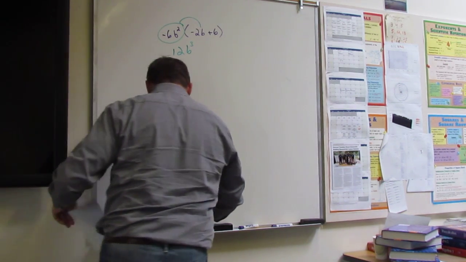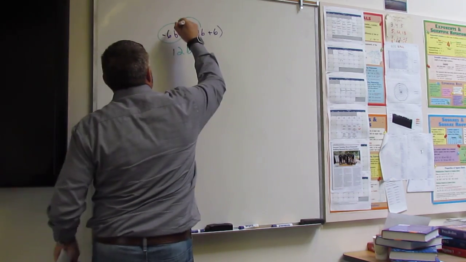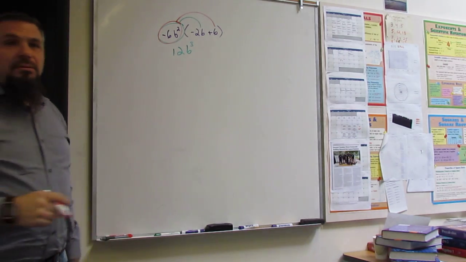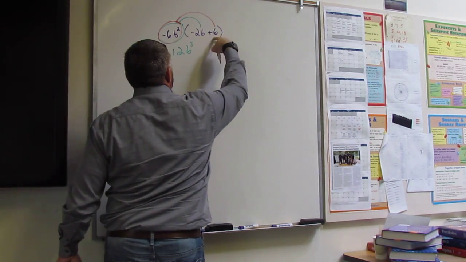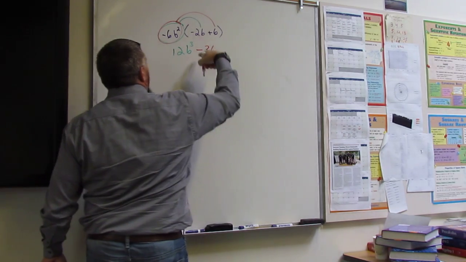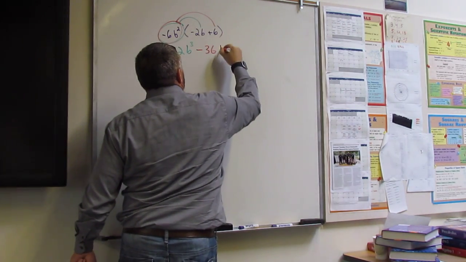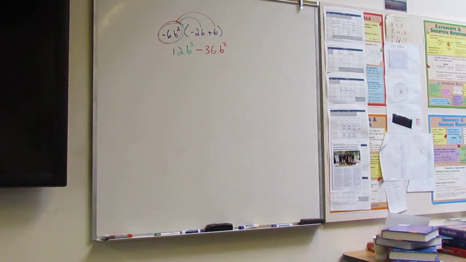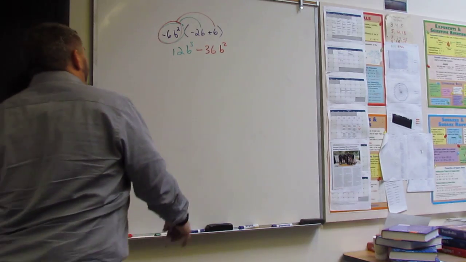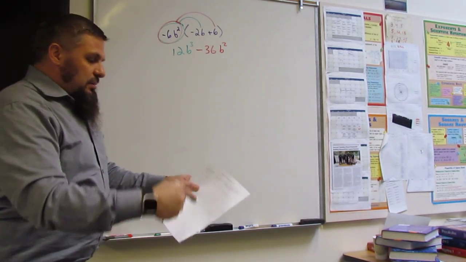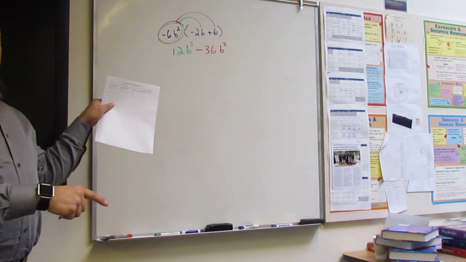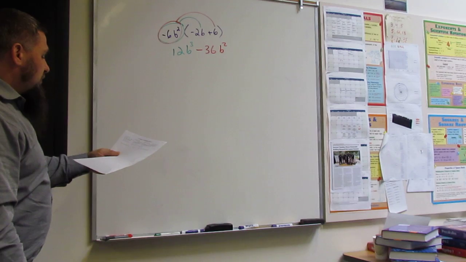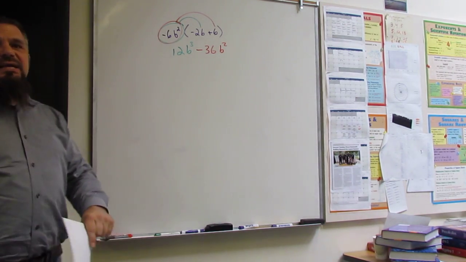Then, I will take this and bring it through to that one. Negative 6 times 6 is minus 36. B squared times no B. Well, that means there's still 2 of those b's, right? So it's still b squared. All right? And if you look at your sheet, the answers are on the back page. And it lets me know 12b cubed minus 36b squared is the answer.